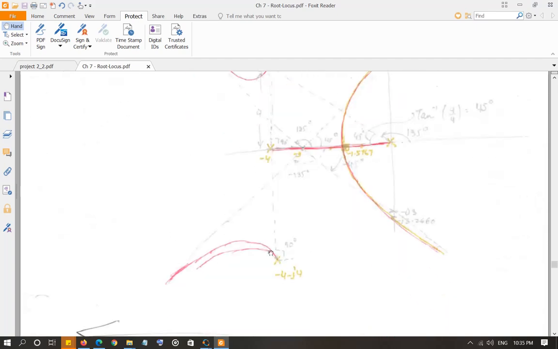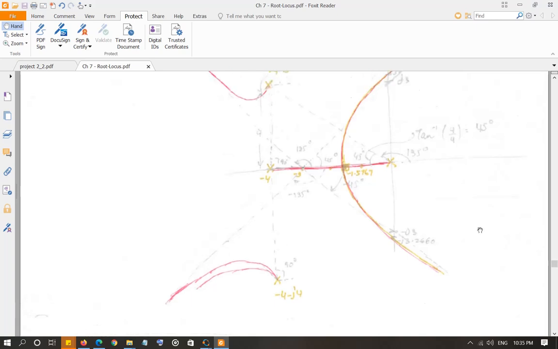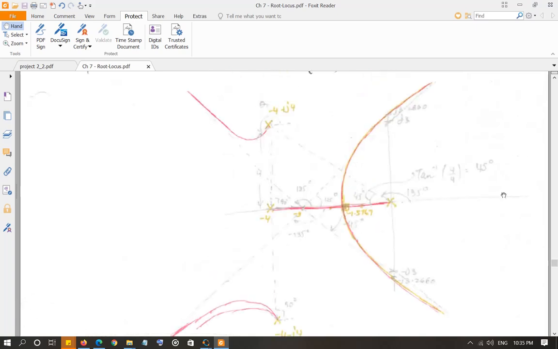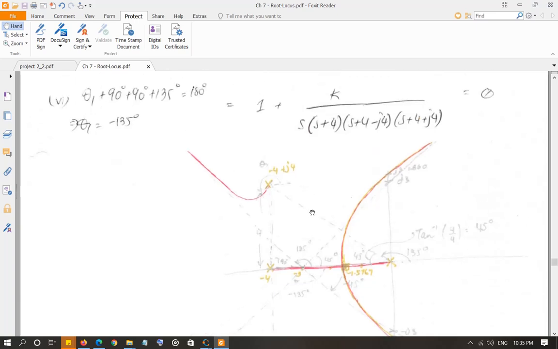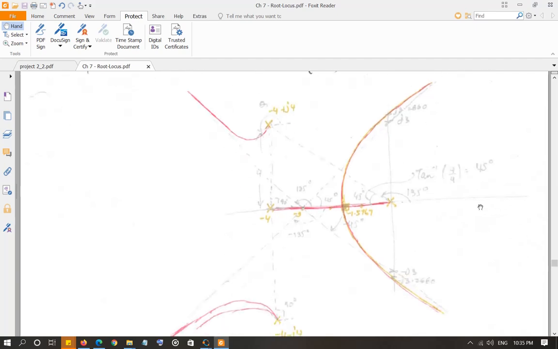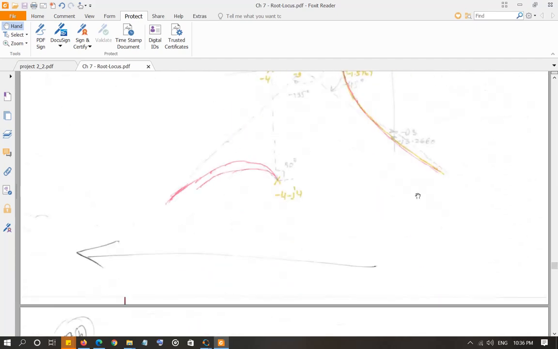The same will be true for the complex conjugate, except it is going to go in the opposite direction. It's going to leave at 135 degrees instead of -135, and then go along -135 degrees along this asymptote. So this will be the root locus for this. When we discuss project number 2, then we can draw the root locus and see how close it's going to be with this.